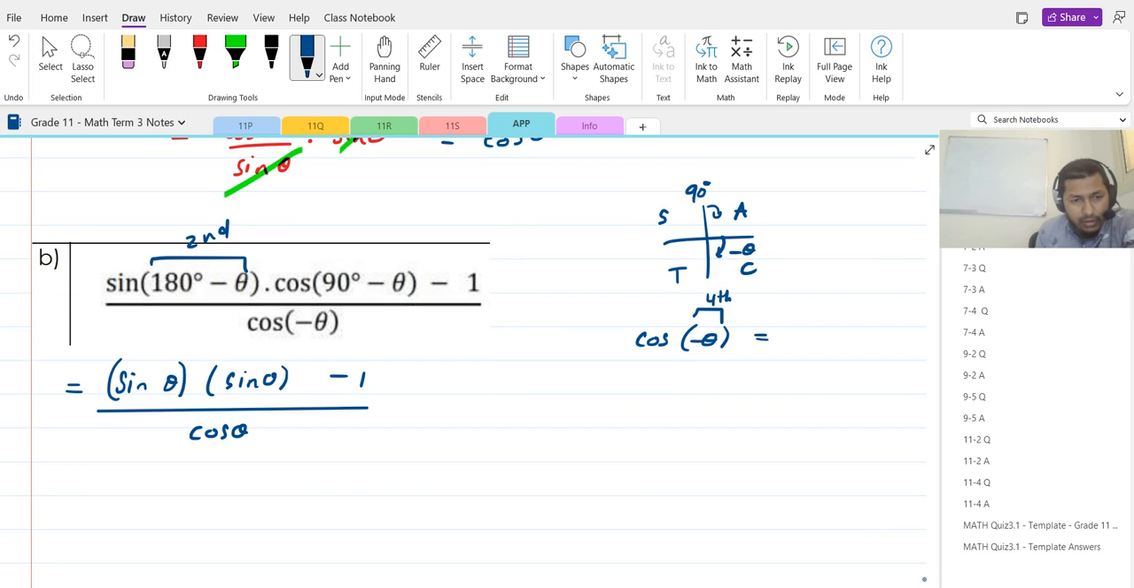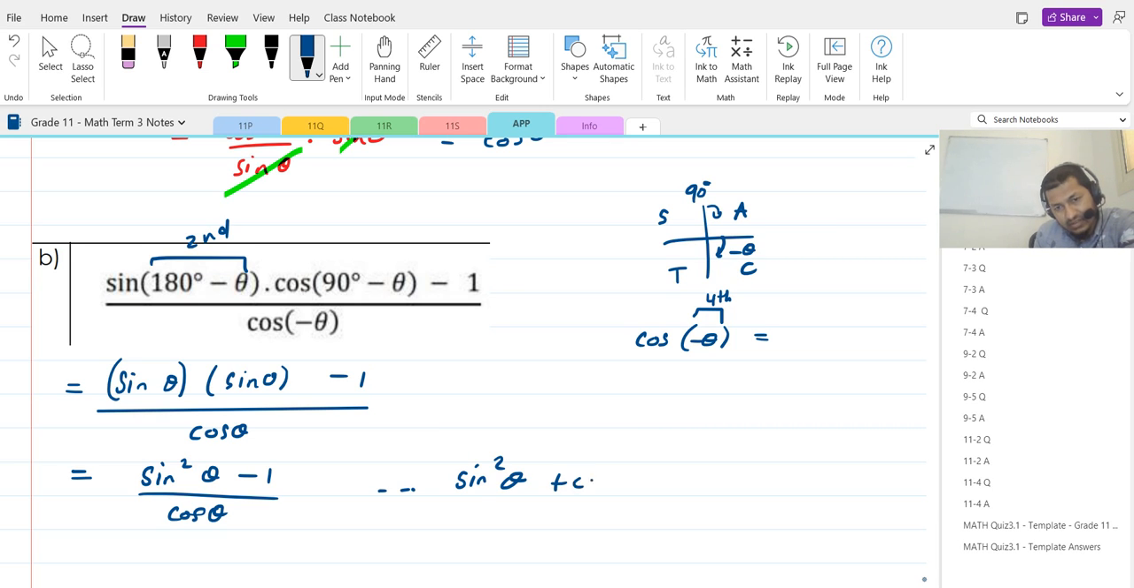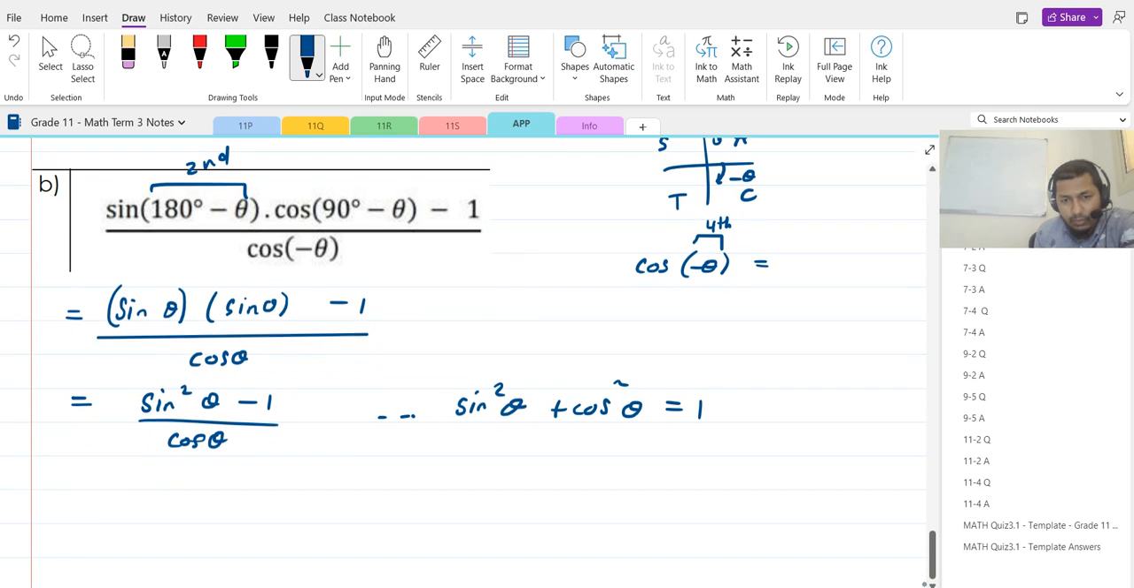Now the problem here is we have sine squared theta minus 1 divided by cos theta. How can we simplify sine squared theta minus 1? Well, we have an identity which is sine squared theta plus cos squared theta is equal to 1. Now if you modify this identity, what is sine squared theta minus 1?